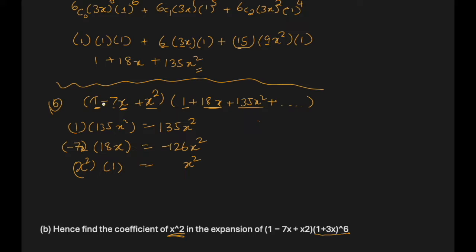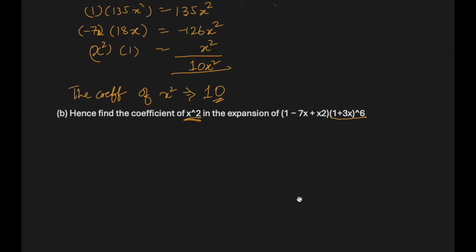These are the only combinations that will give us x squared, no other. Like if I multiply 1 with 1, it doesn't give us x squared. If I multiply 7x with 135x squared, it gives us x cubed. So any other combination, even if I involve the remaining parts, never gives an x squared. So 135 plus 1 minus 126 is just 10. So we can write the coefficient of x squared is just 10.